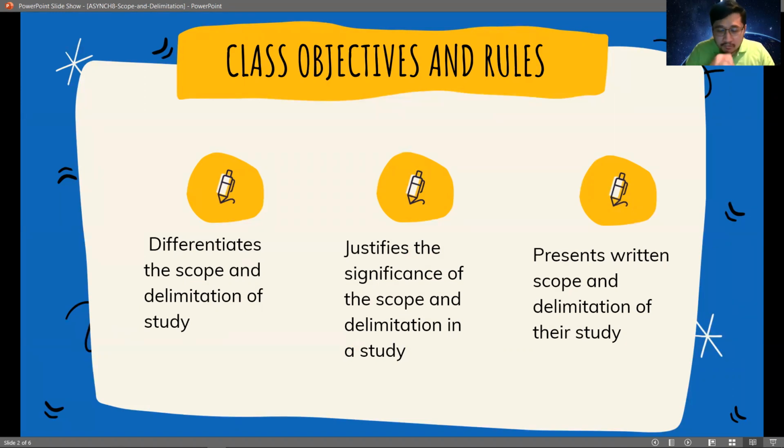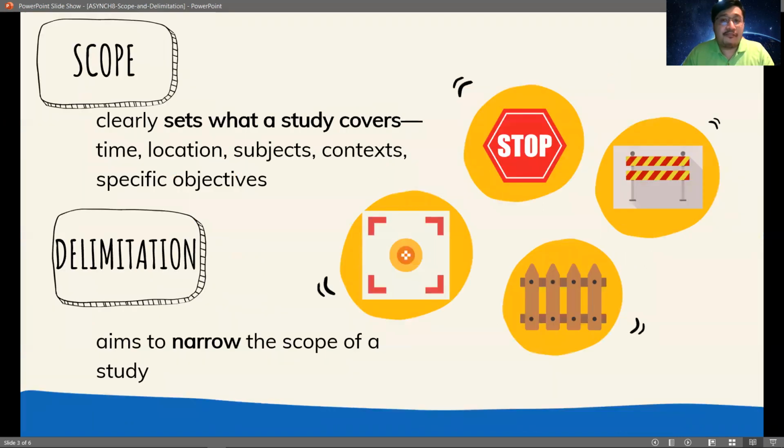But before we proceed to any of those, let us first define, okay, what is the scope of the study? What is the delimitation? Let us take it one by one. So what is the scope of the study? When you say the scope of the study, you can see there that the keywords are already boldened. This clearly sets what a study covers.